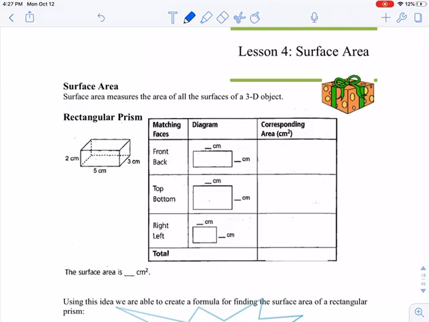Okay, lesson 4, surface area. So we're doing surface area, but in this case we're going to be using 3D objects. The first one we're going to examine is a rectangular prism.